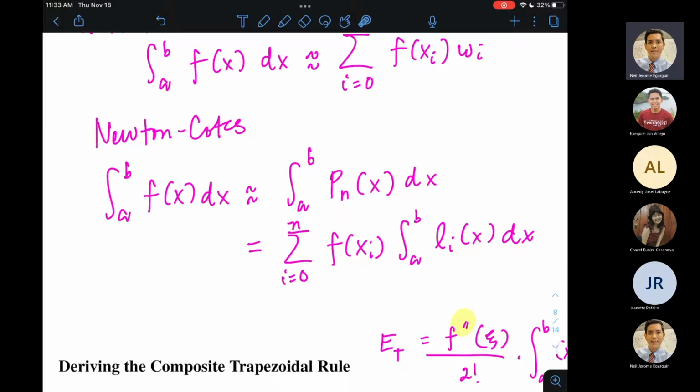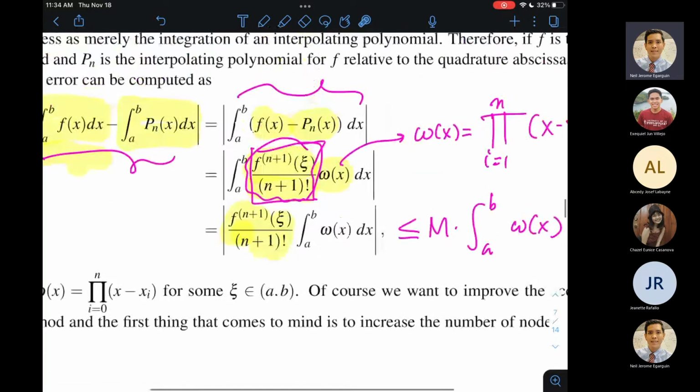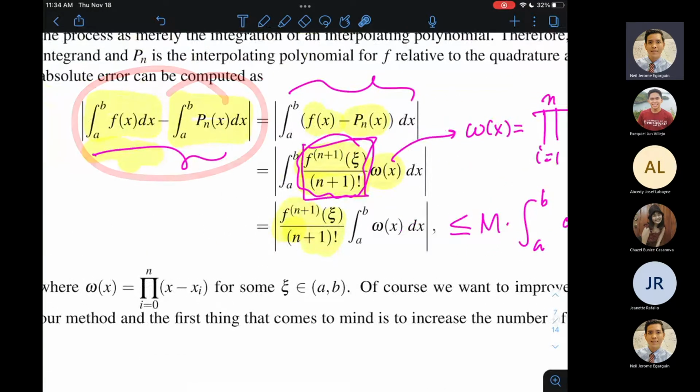And then last time we took advantage also of our result from interpolation theory regarding the error associated with the interpolating polynomial. And it gave us a way on how to measure or how to create a bound for the theoretical error for the Newton-Cotes formulas. So I think doon tayo nagtapos last time, okay? So nakita natin na yung absolute difference dun sa actual and approximate for the integral is really associated with the error bound or the error term associated with the interpolating polynomial, okay?